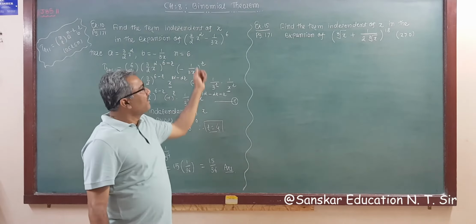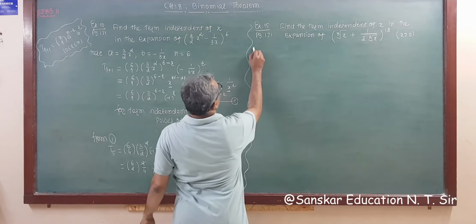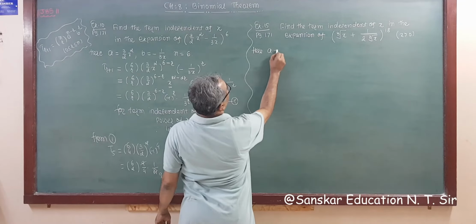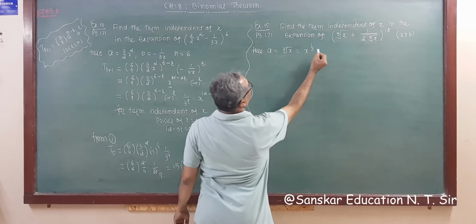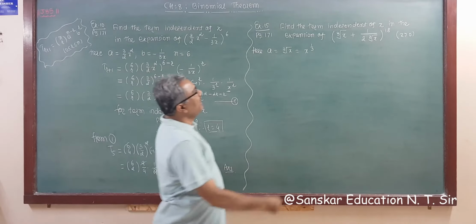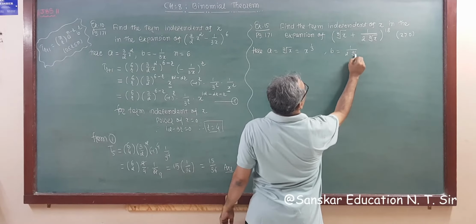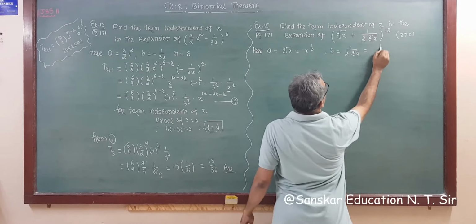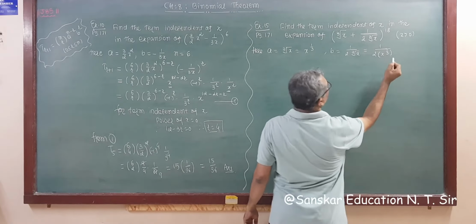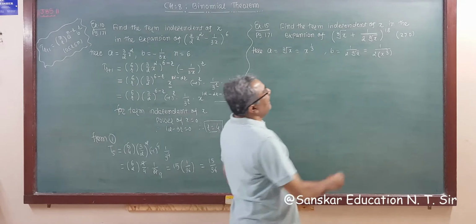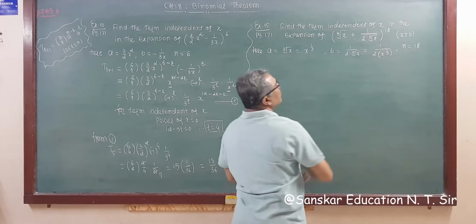Okay, now same question, what is it when a is equal to cube root of x? So here a is equal to cube root of x, that is x raised to 1 upon 3, and b is 1 upon 2 times cube root of x, that is 1 upon 2 times x raised to 1 upon 3, and n is equal to 18.